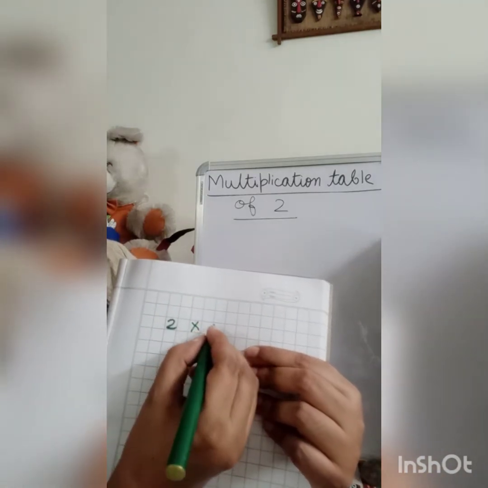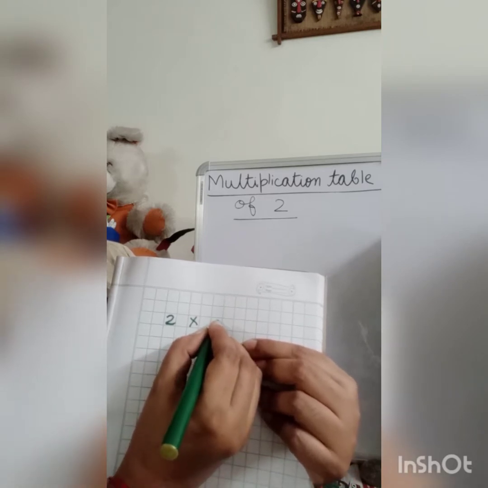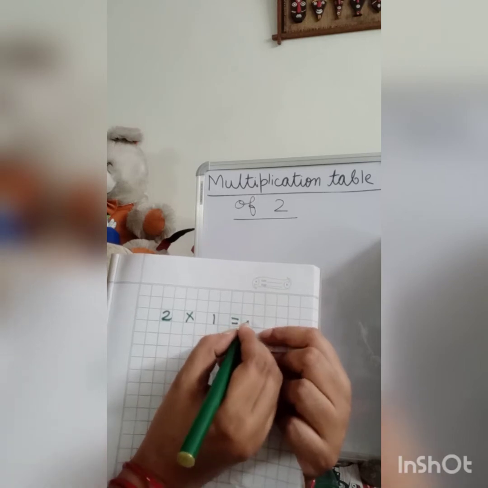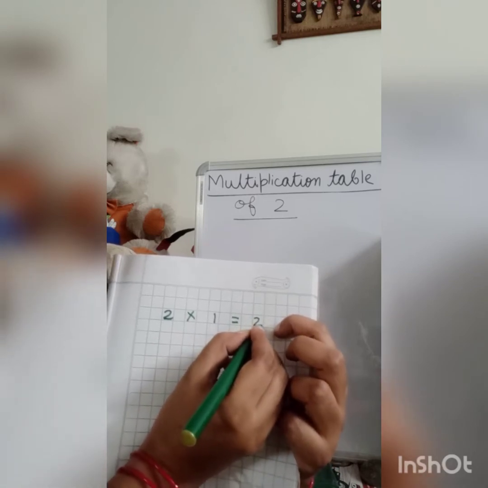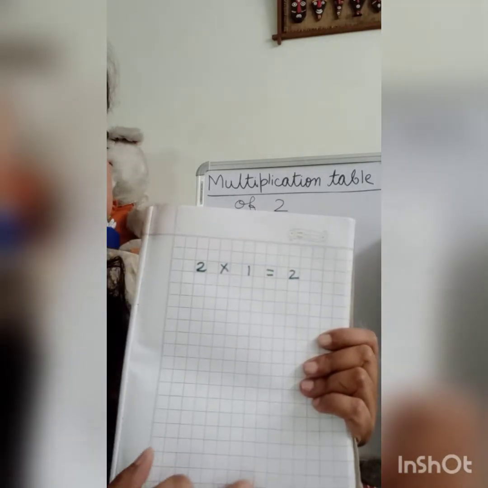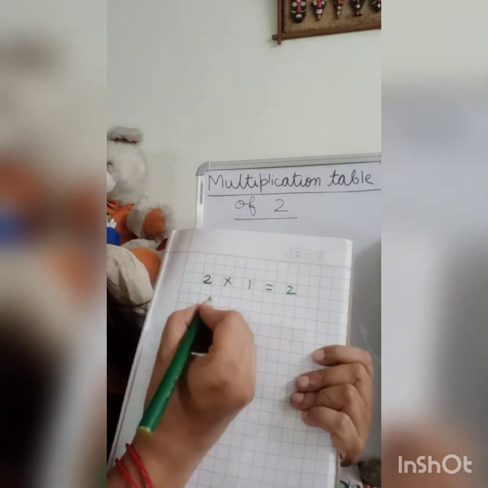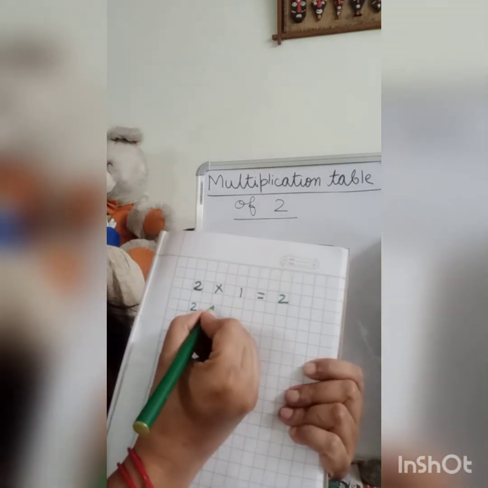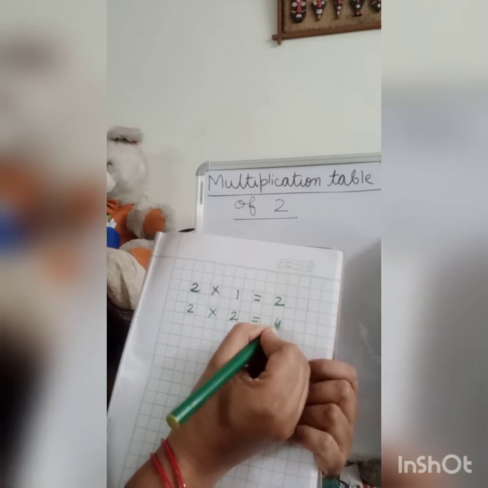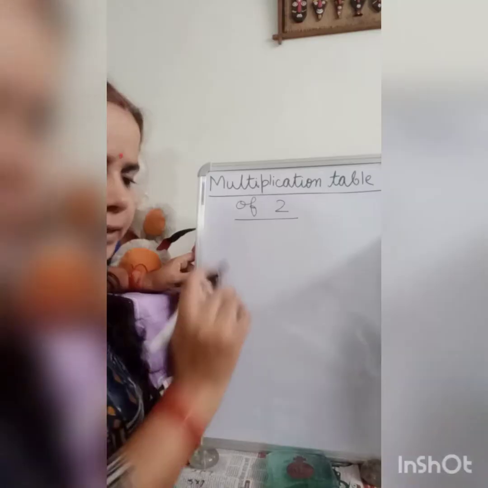Then you will put the sign of multiplication. Then again leave one box. Then you write 1. Then you will write is equal to, then you will write 2, like this. It should be written like this, then only it will look beautiful, otherwise not. And for the next step you will write 2 times 2 is equal to 4. In this way you are going to write. Yes children, just see.